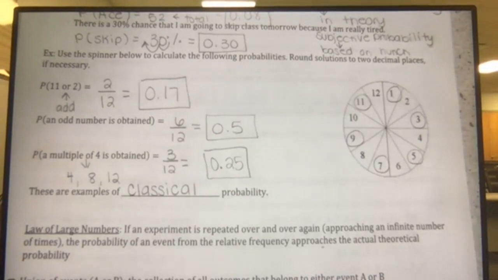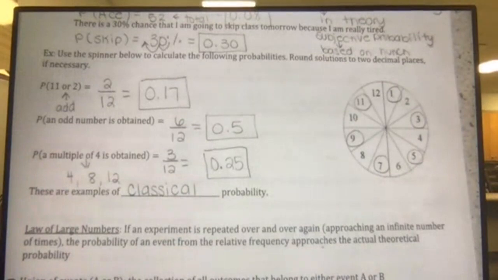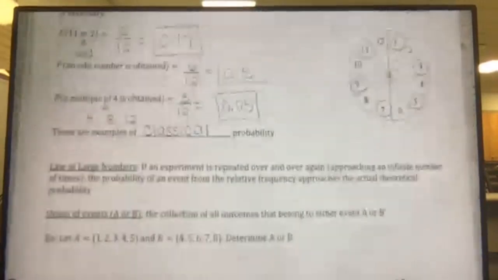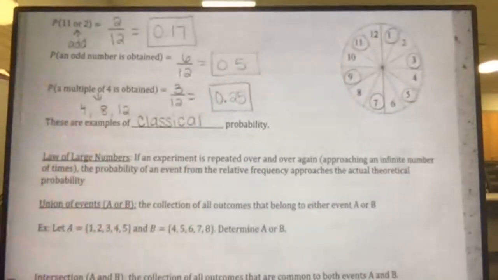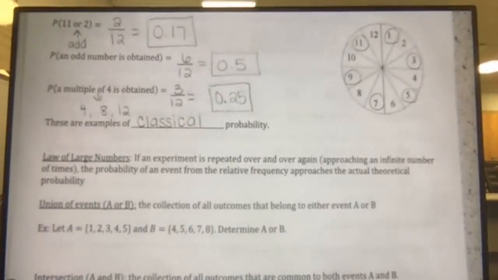But the next thing is the law of large numbers. It says if an experiment is repeated over and over again, approaching an infinite number of times, the probability of an event from the relative frequency approaches the actual theory. So what this is saying is if you do it over and over again, kind of like practice makes perfect, the more that you do it, the more the experiment is going to approach what's in theory.